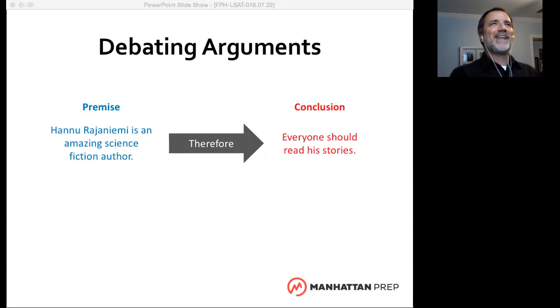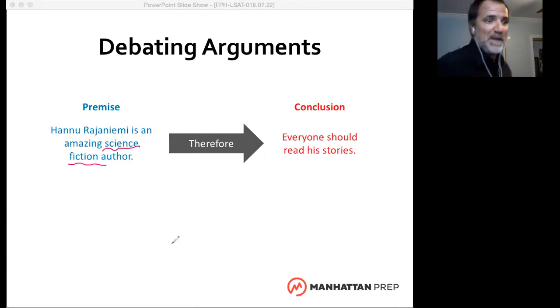Yeah, why would everyone like science fiction? Because science fiction is awesome, Christina. That's why. But that's a really good point, right? That's a good way to debate this argument. He's a science fiction author, but what if I don't like science fiction? It seems strange to me, but maybe there are actually people out there who don't like science fiction. So that would call into question our conclusion that everyone should read his stories.